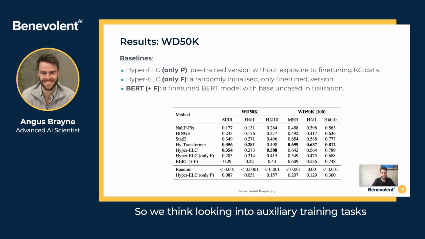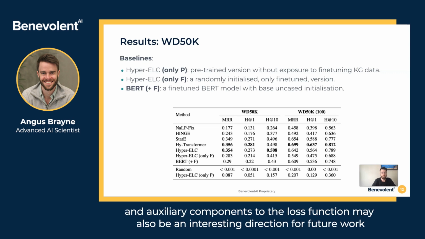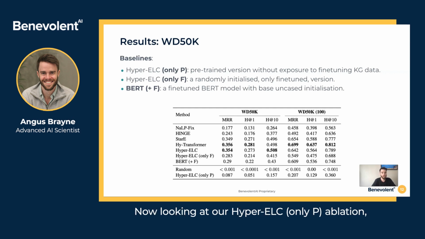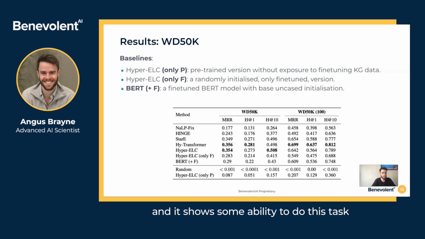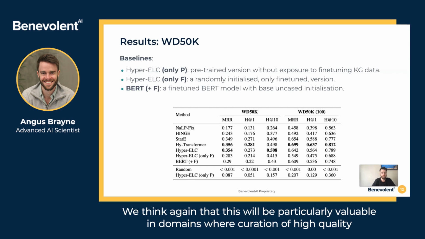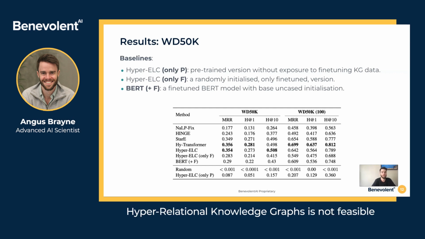So we think looking into auxiliary training tasks and auxiliary components to the loss function may also be an interesting direction for future work. Now looking at our HyperELK only P ablation, we see that without any access to a training knowledge graph, it significantly outperforms random. And it shows some ability to do this task. We think, again, that this will be particularly valuable in domains where curation of high quality, hyper-relational knowledge graphs is not feasible.